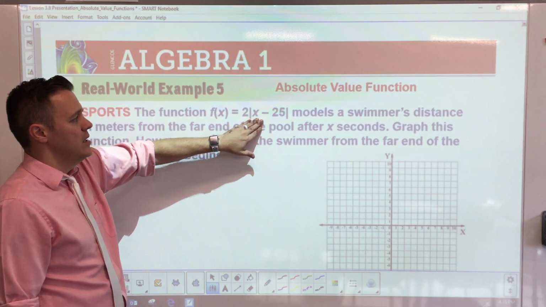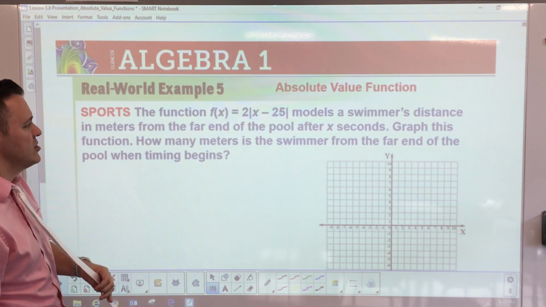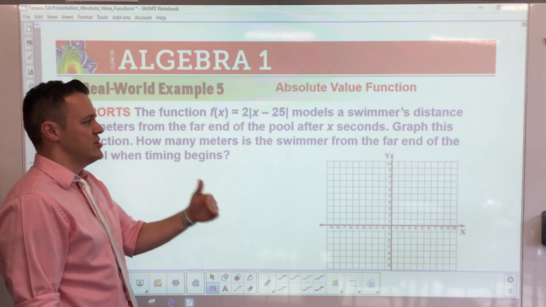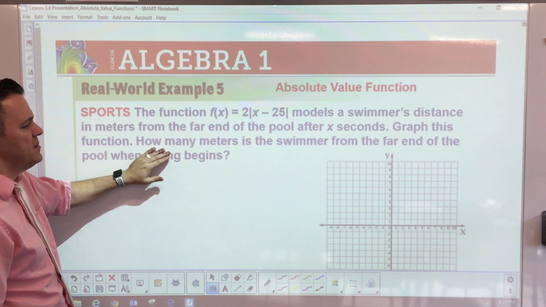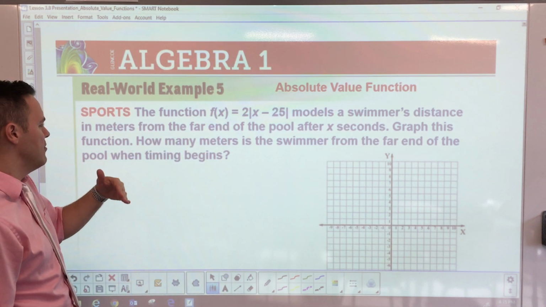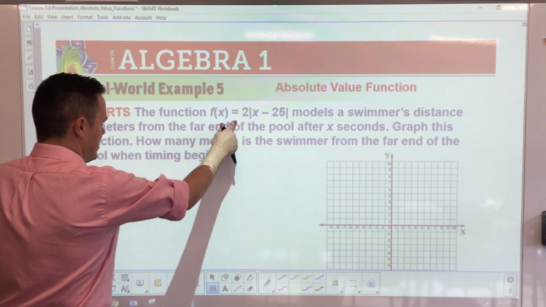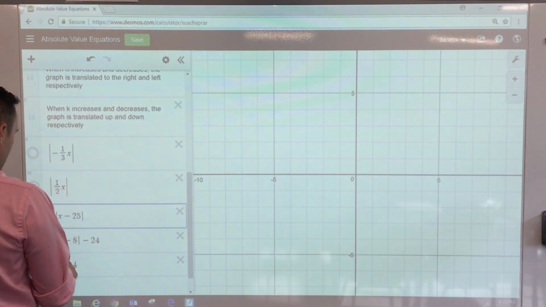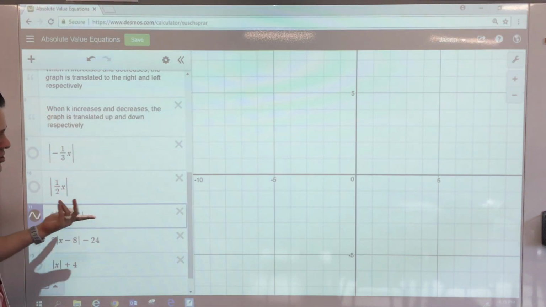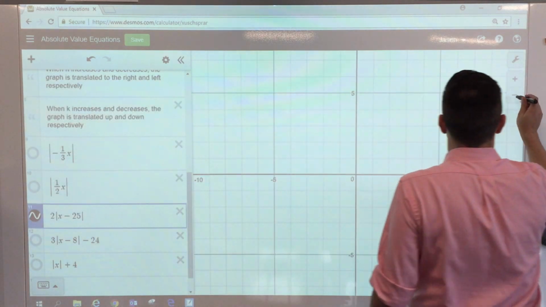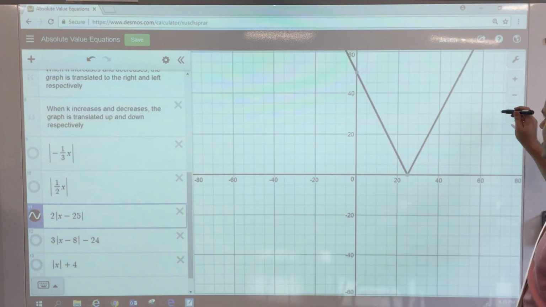Here's the function. It models a swimmer's distance in meters from the far end of the pool after 0 seconds. Graph this function. How many meters is the swimmer from the far end of the pool when the timer begins? So you would actually set this up. When I graph it, okay, I turn it on, and do I see it? No, I don't. So I actually have to zoom it out, and here it is right here.